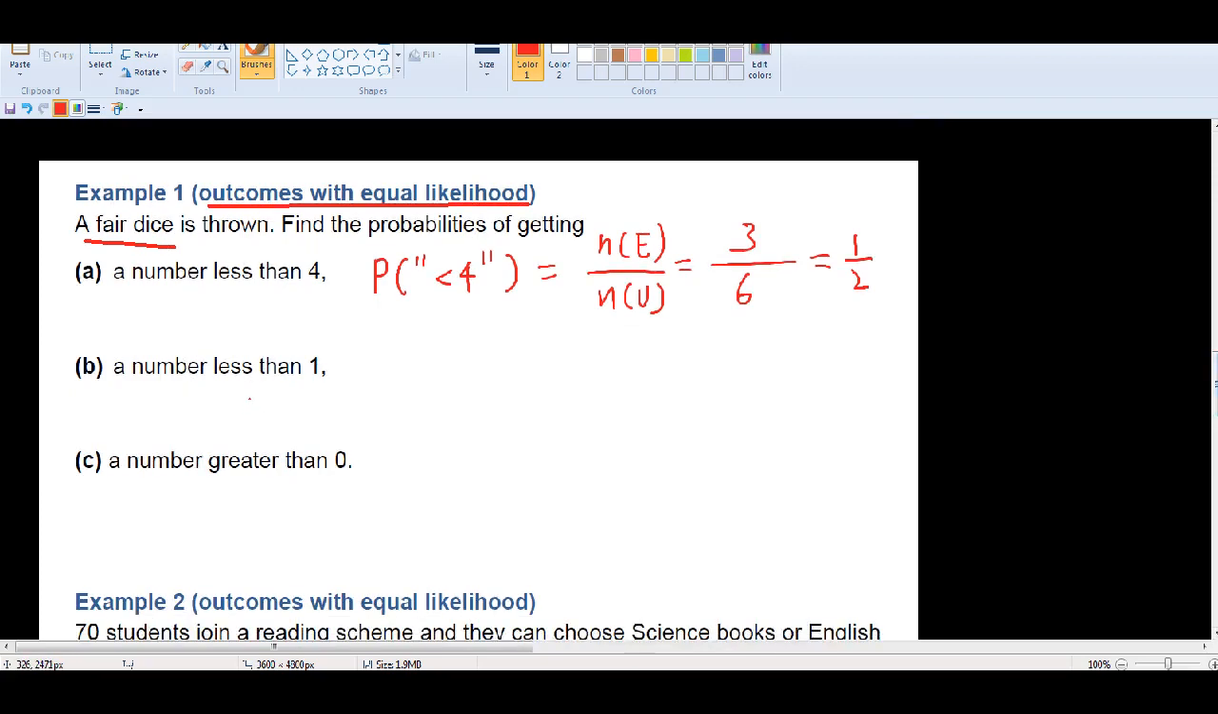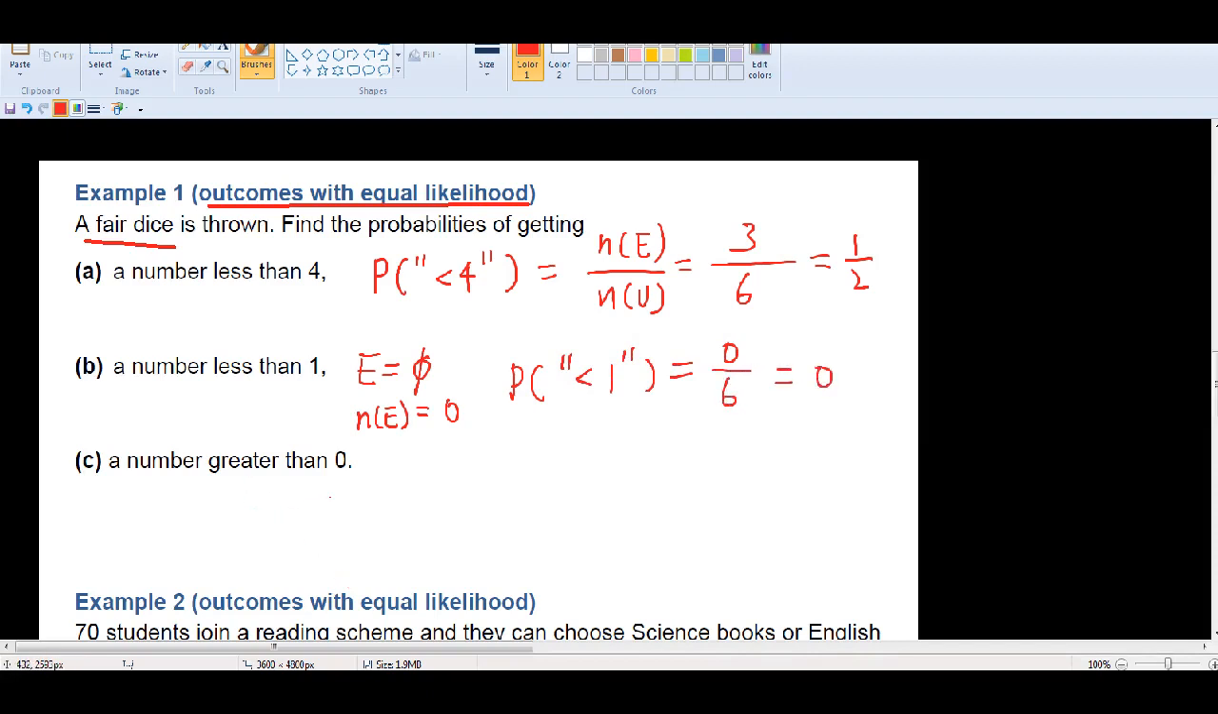Okay, a number less than 1. Do we have a number less than 1? No, actually we don't. We don't have a case where you toss a die and get a number less than 1. The smallest number would be 1. So in this case, the event will be the empty set. Since the event is the empty set, the number of elements in the event will be 0. So the probability of less than 1 will be 0 over 6, which must be 0.